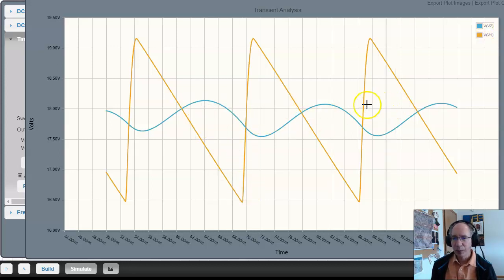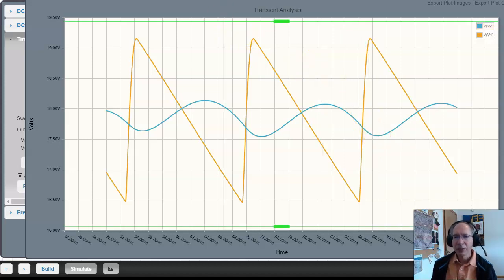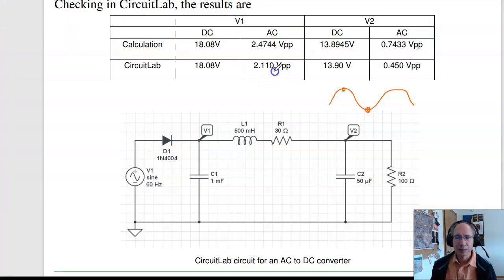On the blue line, I want to get over till I'm at steady state. Here's the maximum, 18.07. Here's the minimum, 17.56. The average of the two is DC. Difference is AC. So comparing the two, the DC voltages match up at V1. The AC is a little bit different.